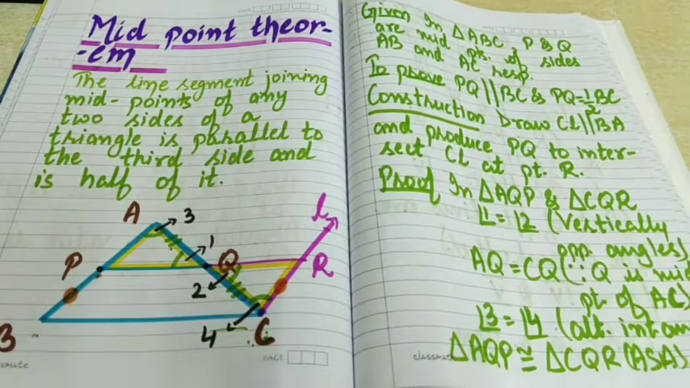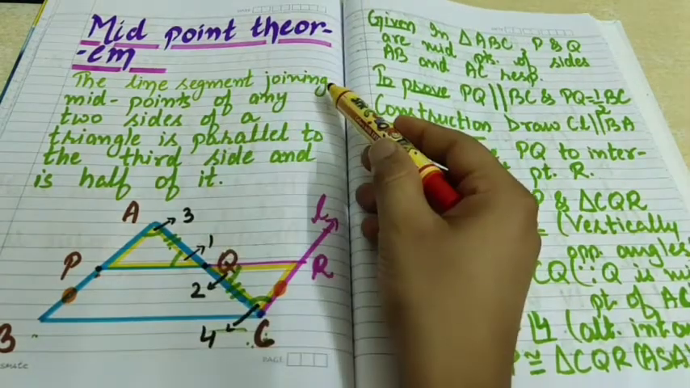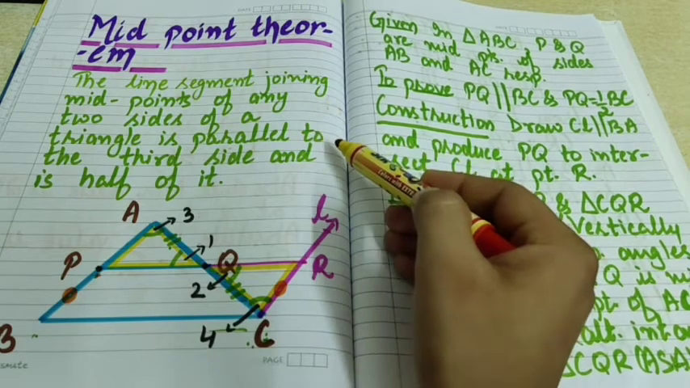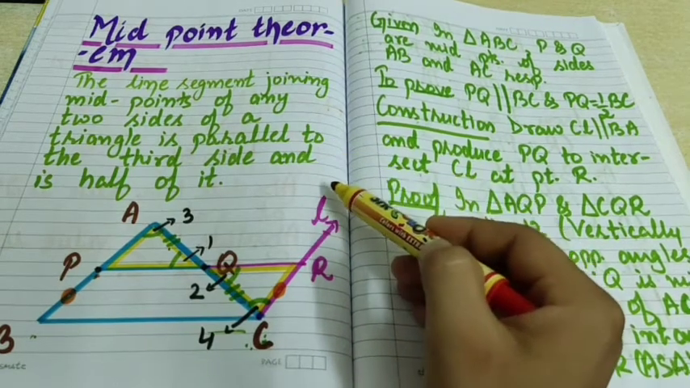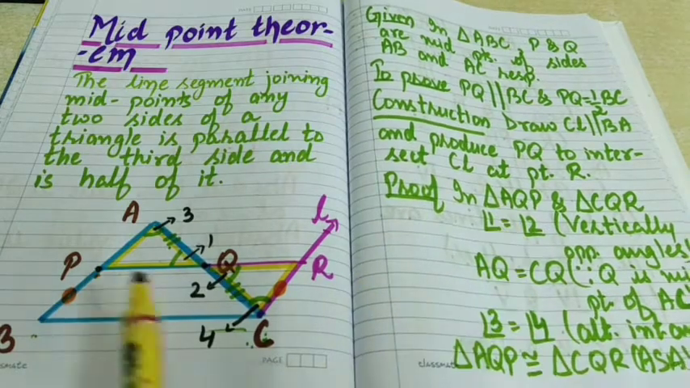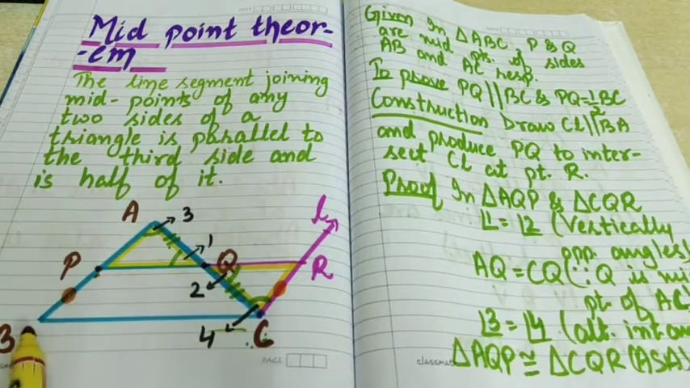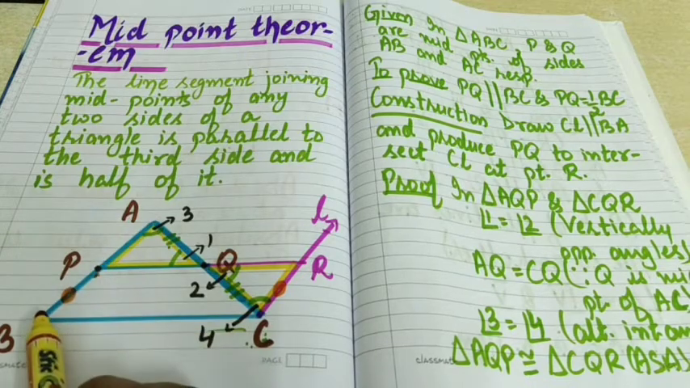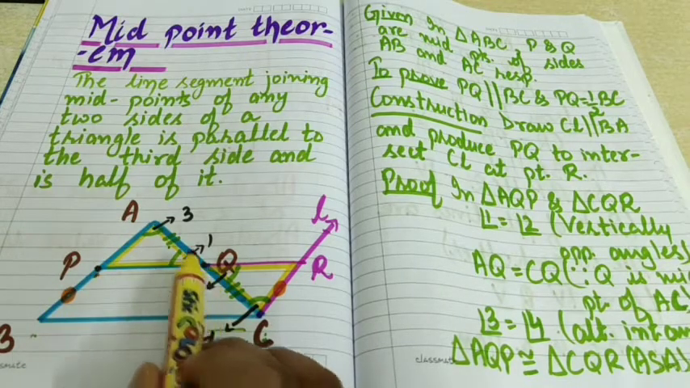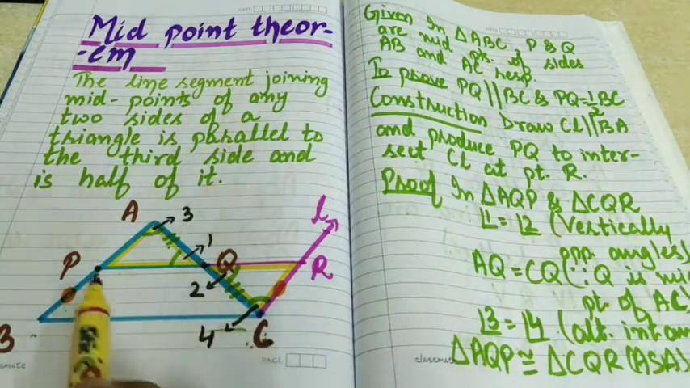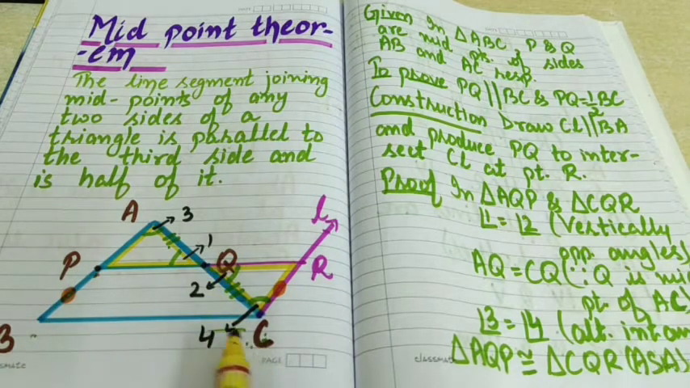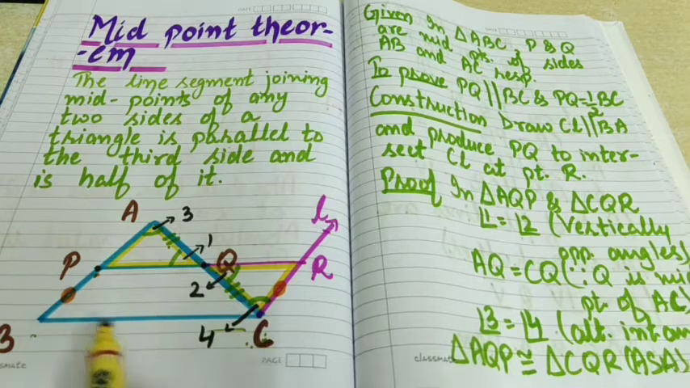According to the midpoint theorem, the line segment joining midpoints of any two sides of a triangle is parallel to the third side and is half of it. Like if in triangle ABC, P is the midpoint of AB and Q is the midpoint of AC, then line segment PQ is parallel to BC and PQ is half of BC.